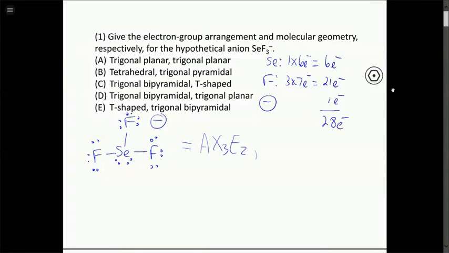And then remember that the electron group arrangement comes from the total number of electron groups, X's and E's. So we call that the steric number. That's one way to describe it. And that's going to be the sum of those 2, which is 5. So there are 5 total electron groups on the central atom. And so anytime there are 5 electron groups, any combination of bonded atoms and lone pairs, that's going to give us the same electron group arrangement, and that's going to be the trigonal bipyramidal.